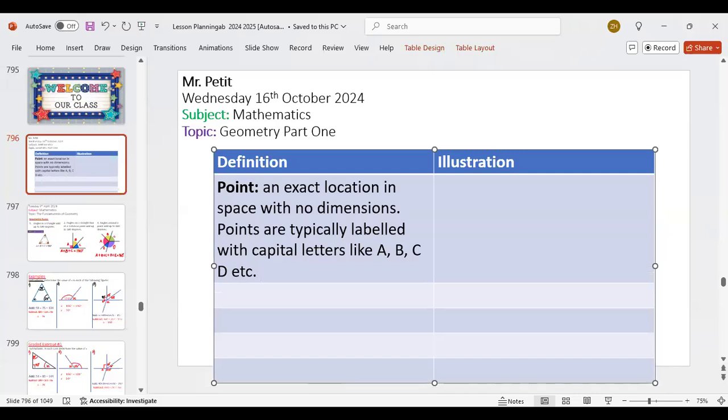On a paper, a point is just a small what? A small dot.